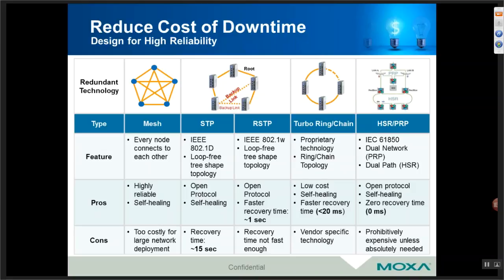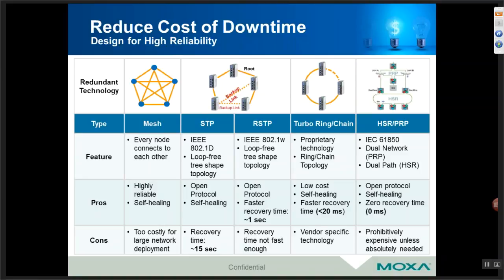So in an industrial application, typically utilizing mesh, which is more used in wireless. RSTP or STP is another technology. The advantage of that is it's an open protocol that almost all switch manufacturers support. But it'll give you roughly a 1 to 5 second response time. So the advantage is it's an open protocol. The disadvantage is it's kind of slow.